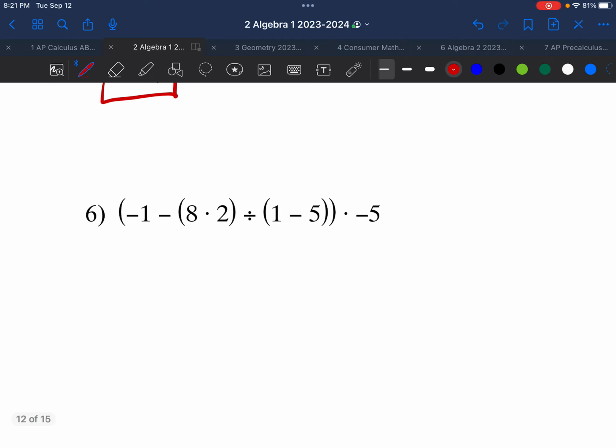And number 6, we have a bunch of parentheses. So the first inside set of parentheses, I have this 8 times 2, which we can say is 16. And I have 1 minus 5.